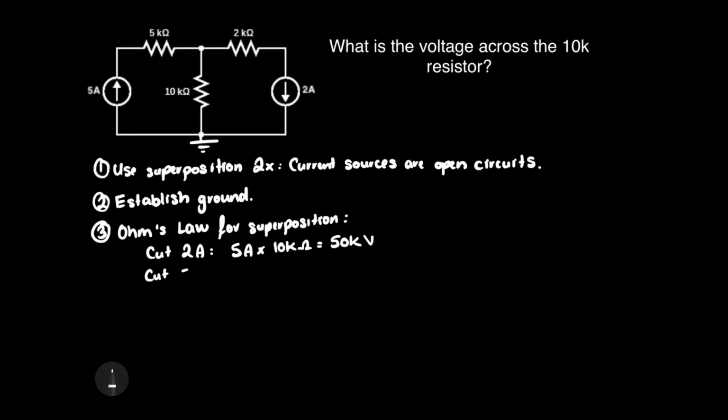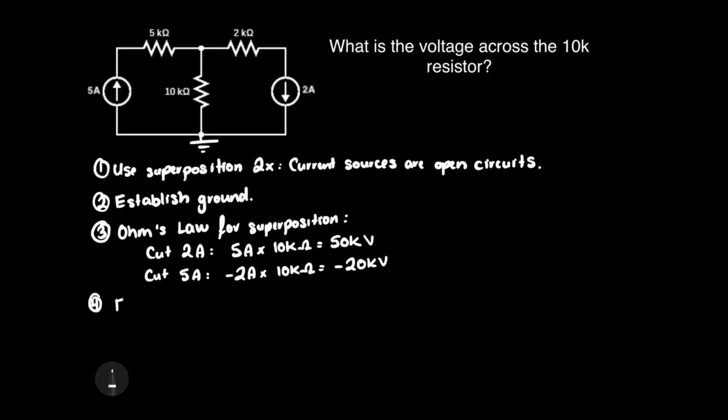Similarly, we can do the same thing when we cut the 5 amp current source. We have negative 2 amps times the 10K resistor equals negative 20 kilovolts. It's important to know that it's negative because the two current sources are pointed in opposite directions.